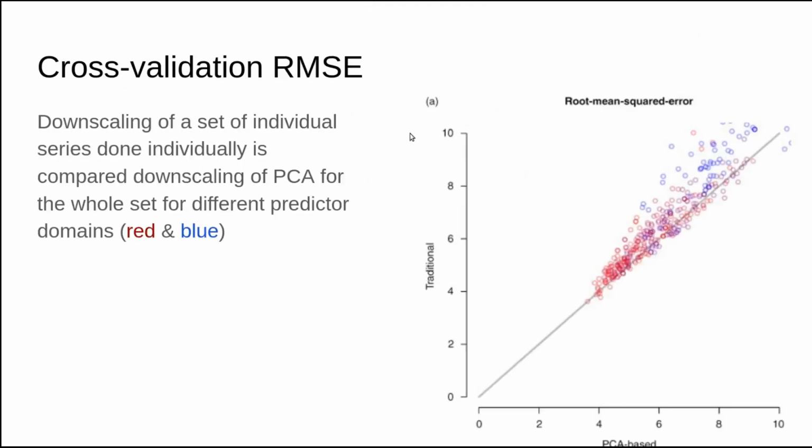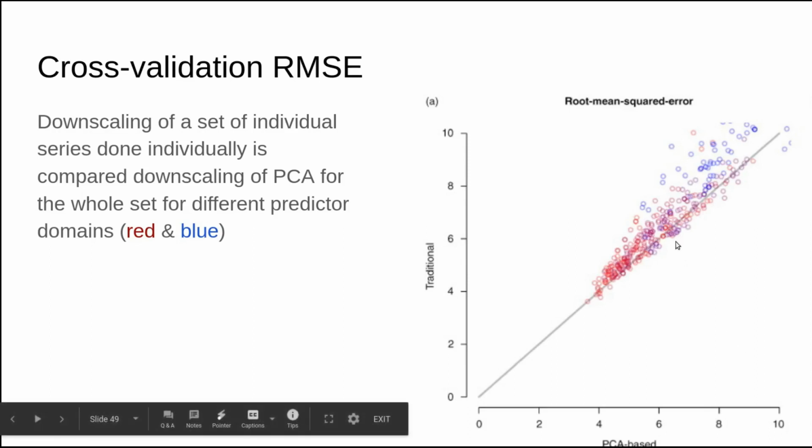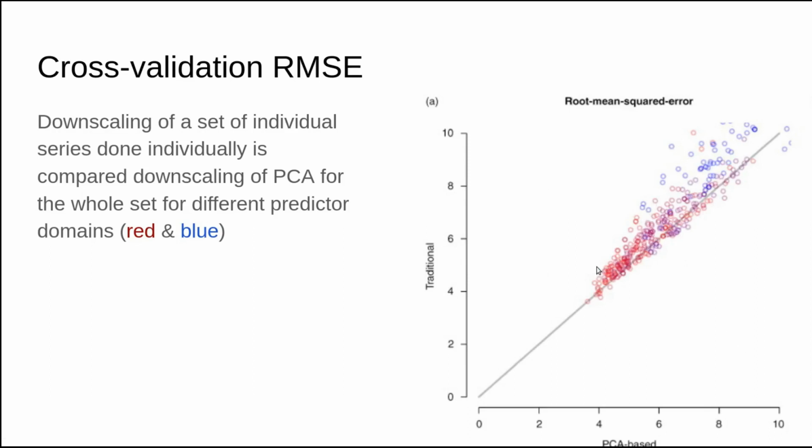And here we see the cross-validation root mean square error. So we have the traditional errors here, and then we have the PCA-based here. And we see that the traditional approach, when we downscale models one by one, gives higher root mean square error in the cross-validation than when we use PCA-based downscaling with many together. And here we have 2 different domains. So red and blue are 2 different areas. So we tested this for 2 different areas, so you can see that it's not just true for one area.